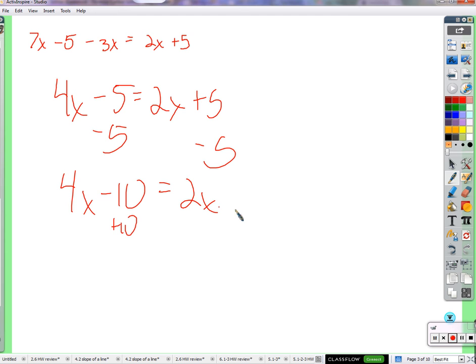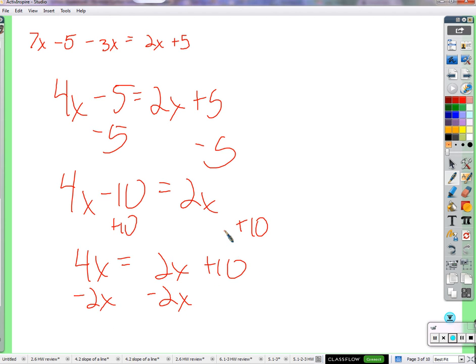Okay. And then also, we could do that. What I would do, if I were looking at that equation to do the fewest number of steps, I would have subtracted 4x from both sides. 4x equals 2x plus 10. And then 2x minus 4x. I would subtract 2x right now.